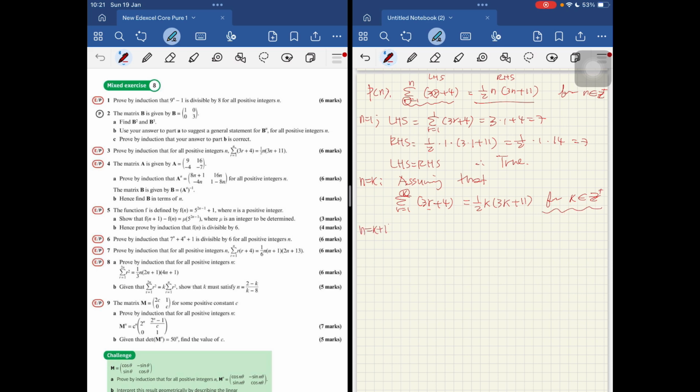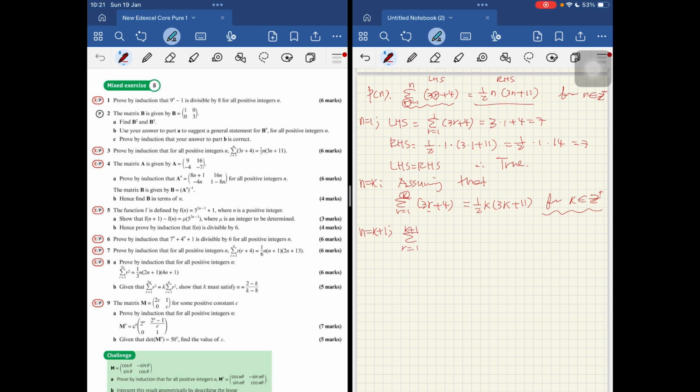n equals k plus 1: the sum for r from 1 to k plus 1 of 3r plus 4. As I told you, it should come from the second step, the assumption. So I will separate it: the sum from 1 to k of 3r plus 4, plus 3(k plus 1) plus 4, like this. Because I can use this one now: 1 over 2 k (3k plus 11), plus 3k plus 7.